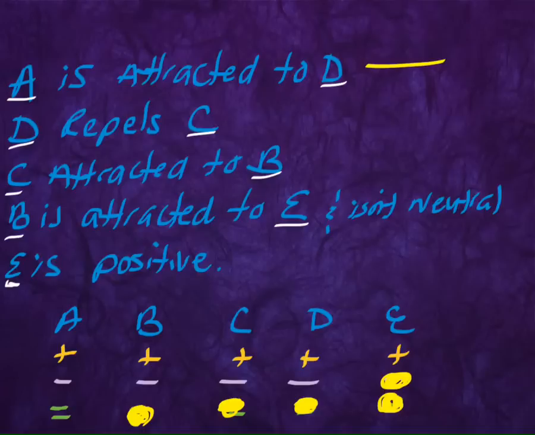C is attracted to B. Now, does that tell us something? I don't know. C is attracted to B. Well, it could be either or, so that's not enough information. So we're going to keep moving.